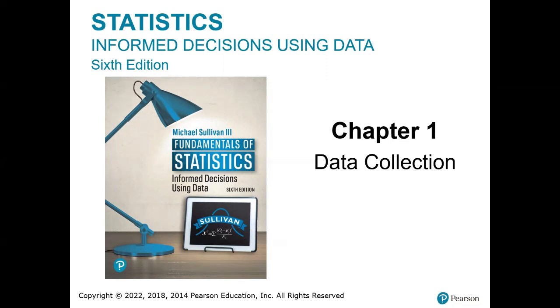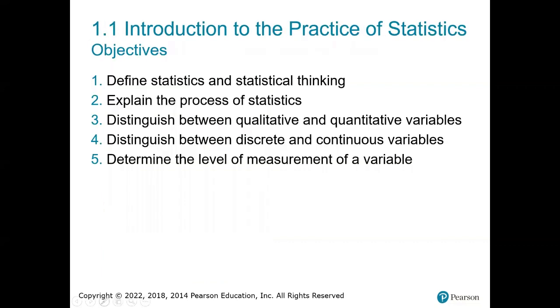We are going to work on chapter 1 right now, and I am going to start with section 1.1. So what we're going to study in this section is the practice of statistics. So what is statistics? Define statistics and what is statistical thinking? What is the process of statistics? Explaining qualitative and quantitative variables, discrete and continuous variables, and then determining a level of measurement of both types of variables.